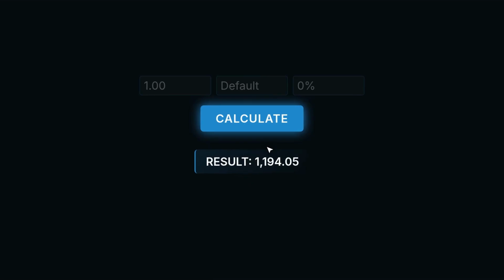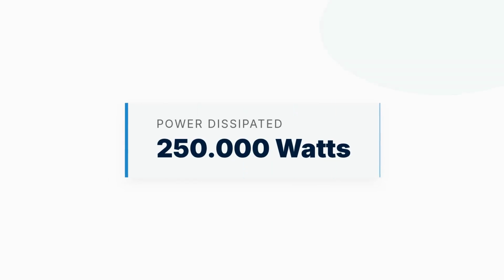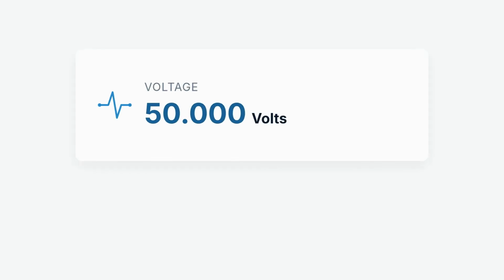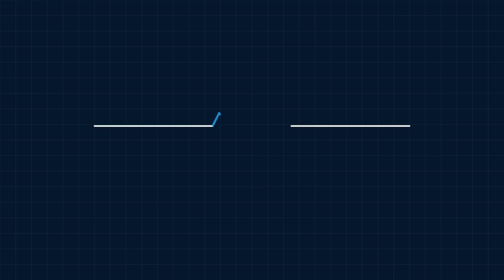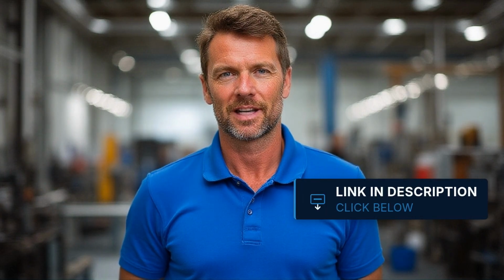After clicking Calculate, the results show that the power dissipated equals 250.000 watts, and voltage equals 50.000 volts. This tells us that 5 amps flowing through 10 ohms of resistance generates 250 watts of heat, with 50 volts drop across the resistor. This tool streamlines thermal analysis for your electrical designs.